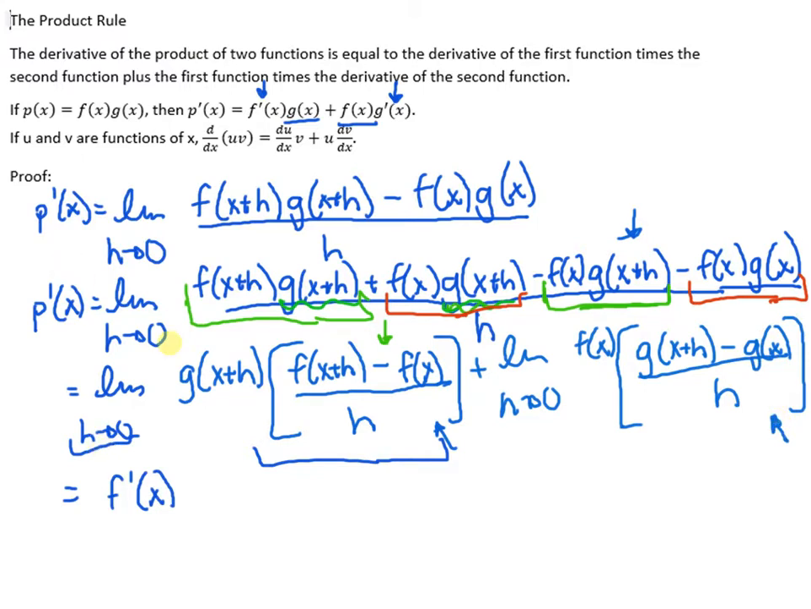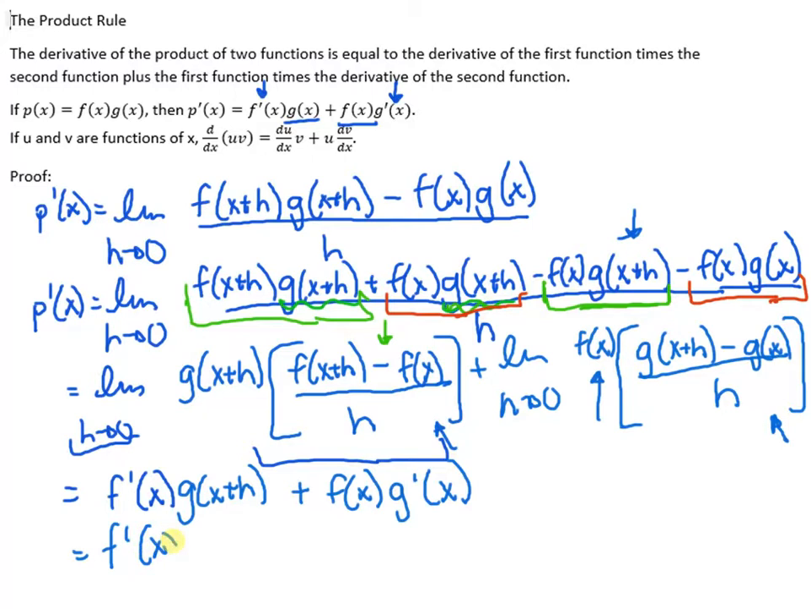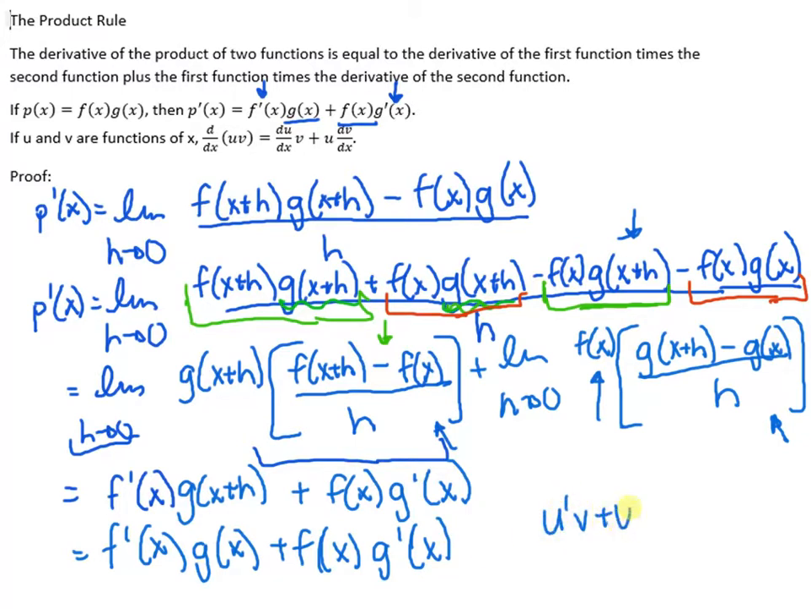This bracket should look familiar as well. So looking at all of these individually, we have the limit of g at x plus h times the derivative of f, and then let's add the f at x times the derivative of g at x. So we can rewrite that as f prime at x times g at x plus f at x times g prime at x. A short form way of writing this is u prime v plus u v prime.